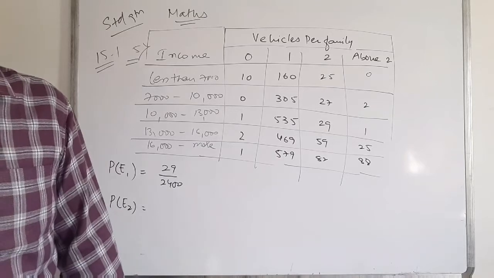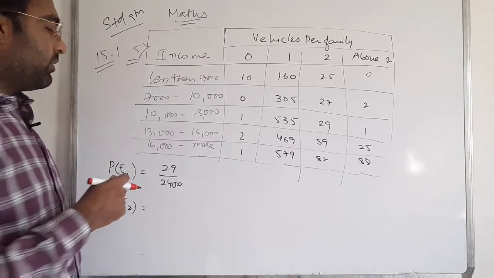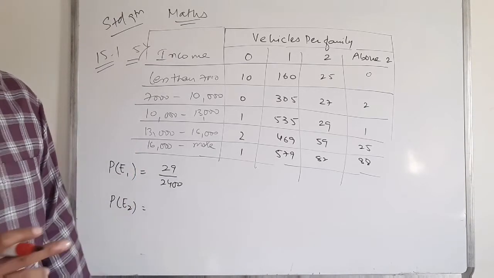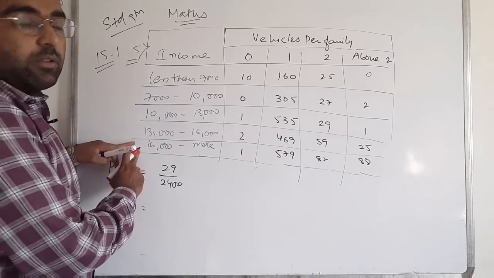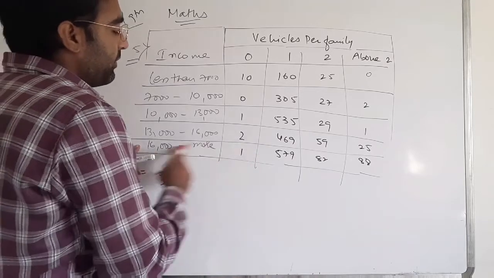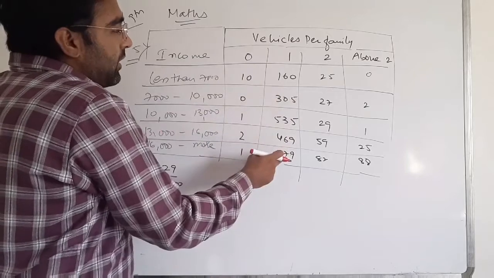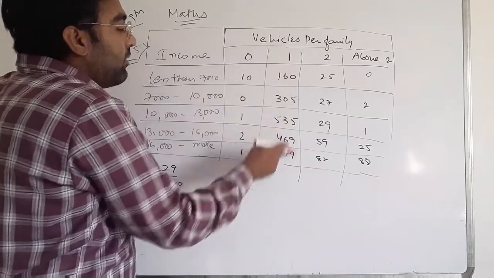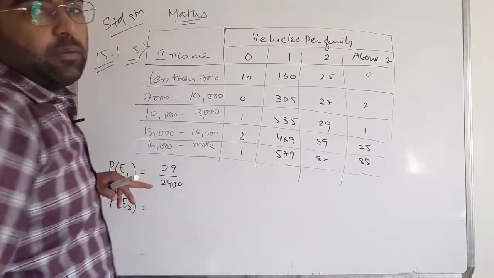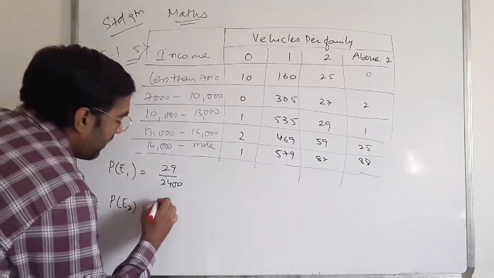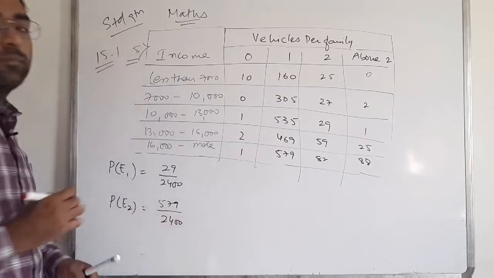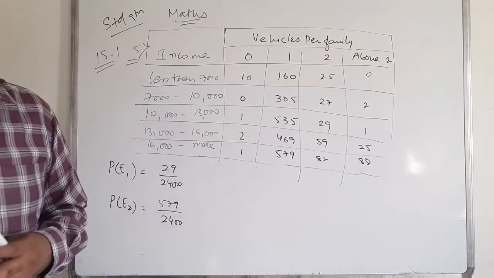Second one: earning rupees 16,000 or more, that is this last column, and exactly one vehicle. From the last column, in the row of exactly one vehicle, there are 579 families. So 579 by 2400. Clear? This is my answer of P of E2.